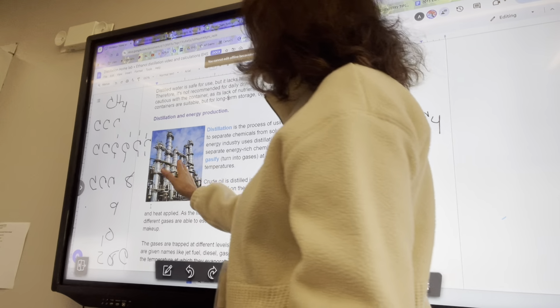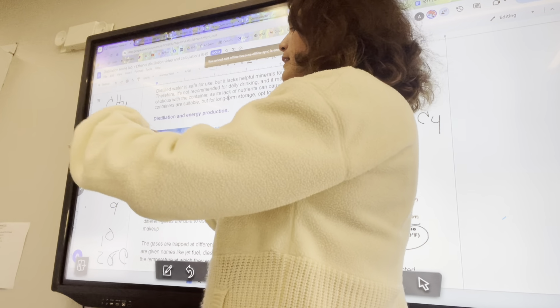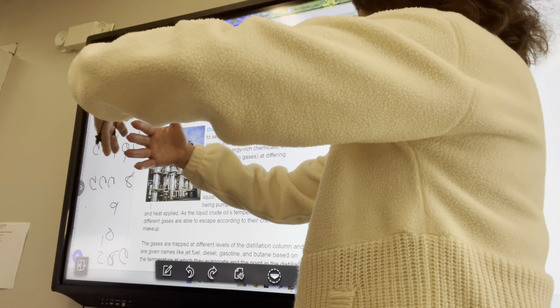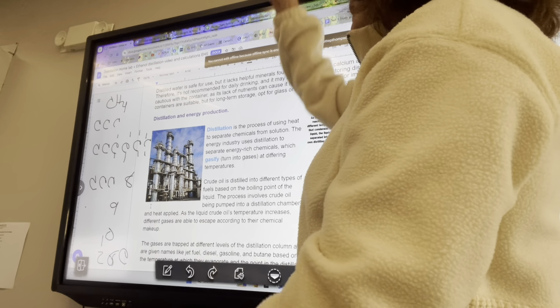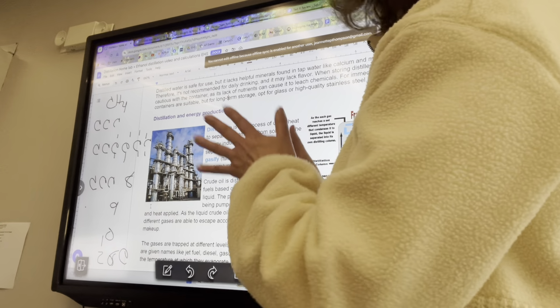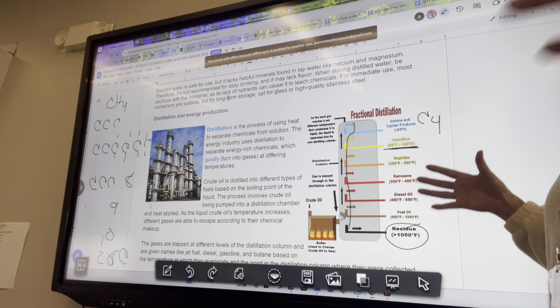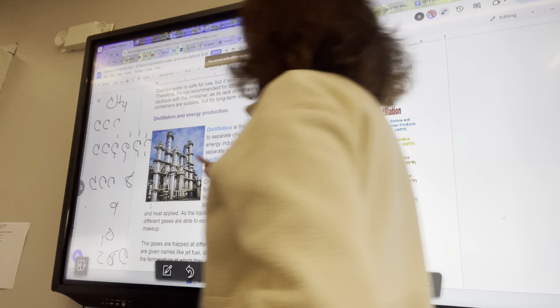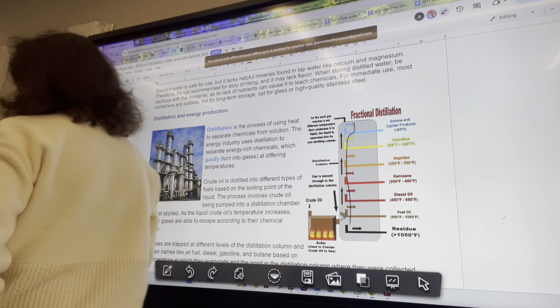And they look like this, but they're actually about this wide. They're not very big. You get better separation if you have a long, small column. If you make it too big, it's not gonna be the same. And this is very simple. We can look more into distillation if we finish early.